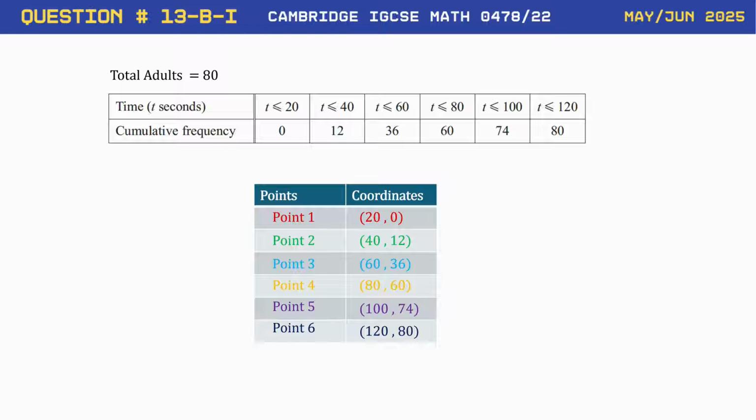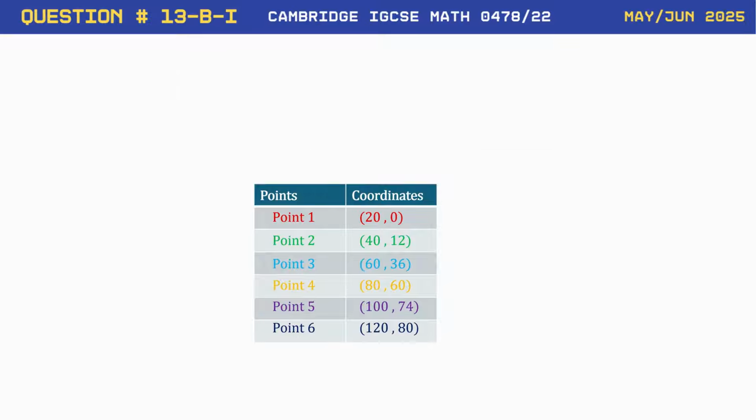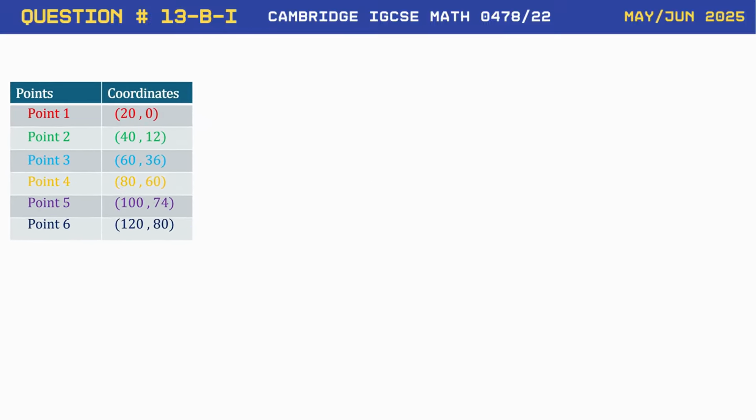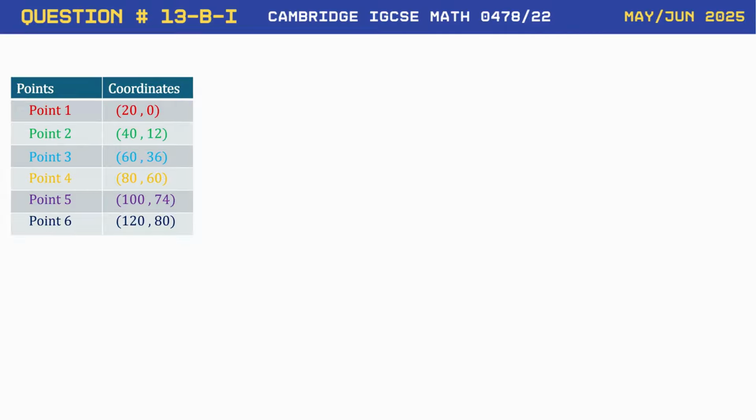Now let's mark these points on the grid, considering time on the horizontal axis starting from 20 up to 120, and cumulative frequency on the vertical axis starting from 0 up to 80. We shall plot all the points carefully using a pencil and ruler. I shall use different colours just to explain, but it's not needed to use different colours.